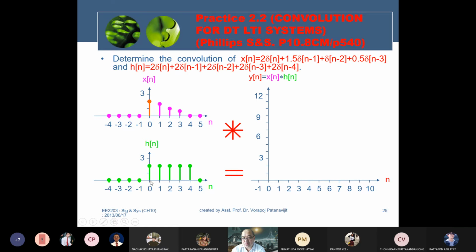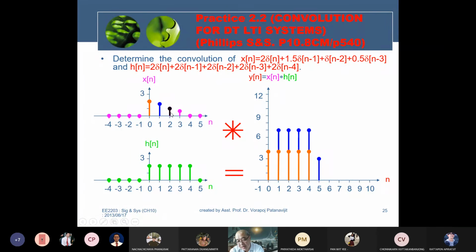1, 2 multiplied by 2 gives you 4, 4, 4, 4. We have 5 impulses with 4 in magnitude. Next one is 1.5. 1.5 multiplied by 2 gives you 3. The blue is 3 is here. We have 5 impulses with 3 in magnitude, and the location starts at 1. The green starts at 1, 2, 3, 4, 5. It is the same as the green but shifted to the right by 1 position.